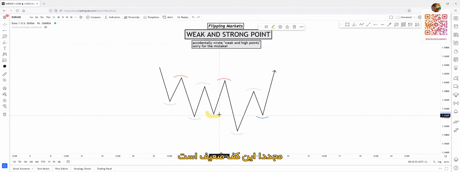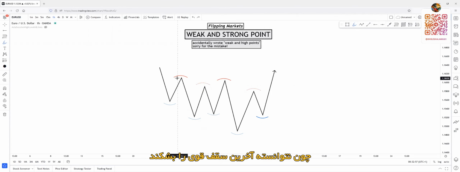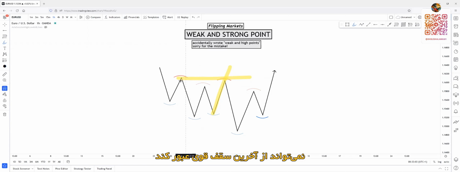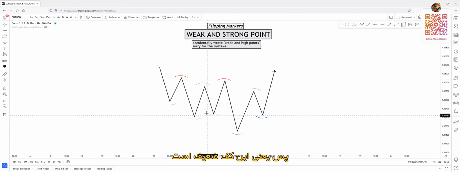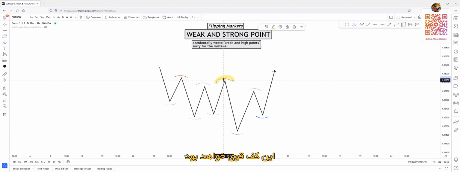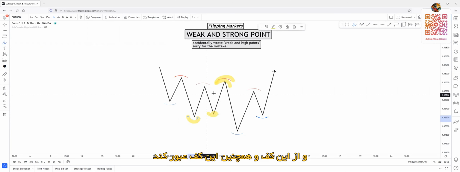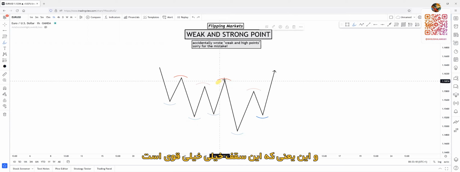This will be a weak low again because this low couldn't break above the last strong high. So this proves it can't break structure to the upside. It can't change character to the upside. It can't break above the last strong high. So this means this is weak. This will be strong because this high could break this structure and this structure to the downside and broke this low and this low. So this proves this is really strong. This is a really, really strong high.